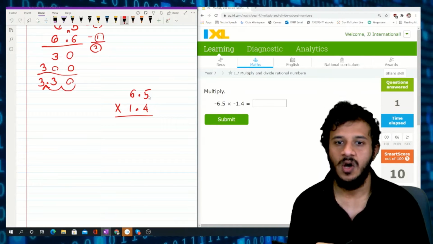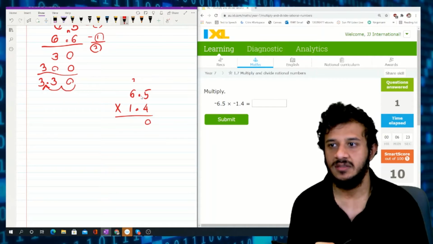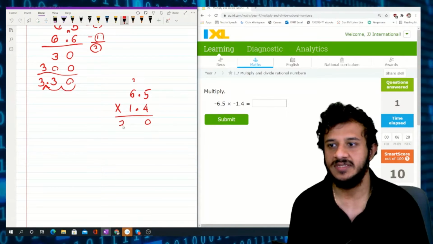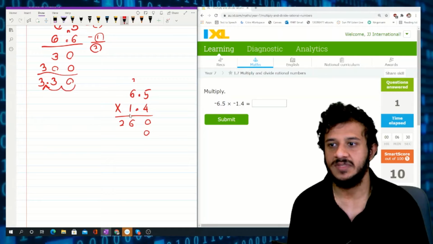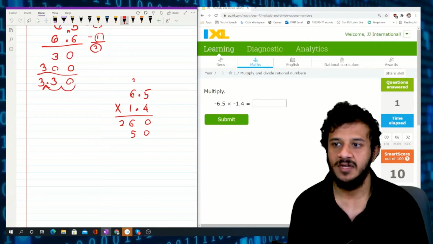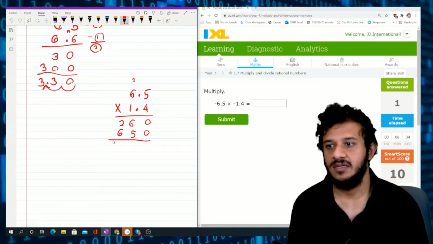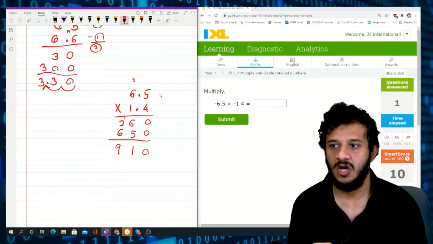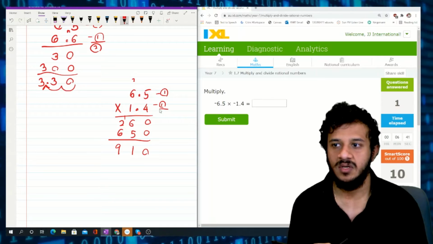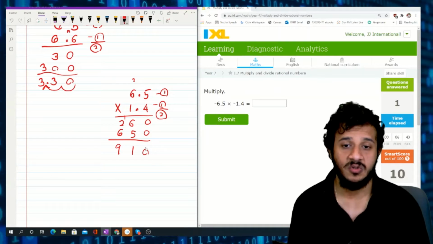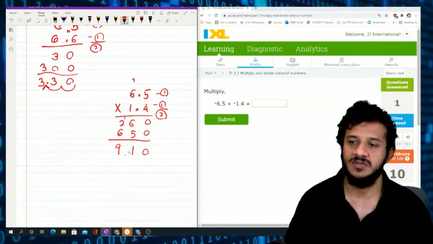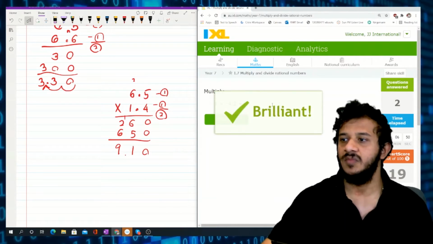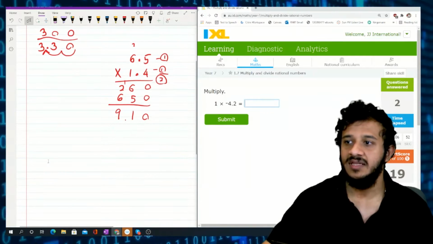So 4 times 5 is 20, and then 4 times 6 is 24, plus 2 is 26, and then the 0 comes here. 1 times 5 is 5, and 1 times 6 is 6. So we get 0 and a 1, and a 1 goes here, and a 9. How many decimal places? 1 and a 1. So altogether we should keep 2 decimal places. So 2 decimal places means 9.1. So it's a positive 9.1. Boom. That's it.